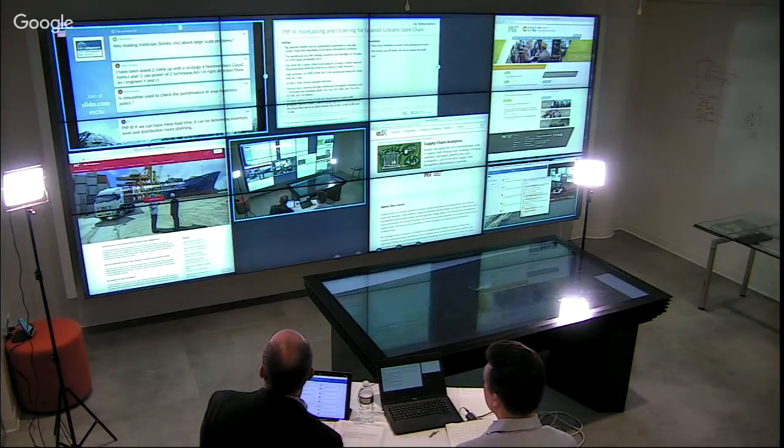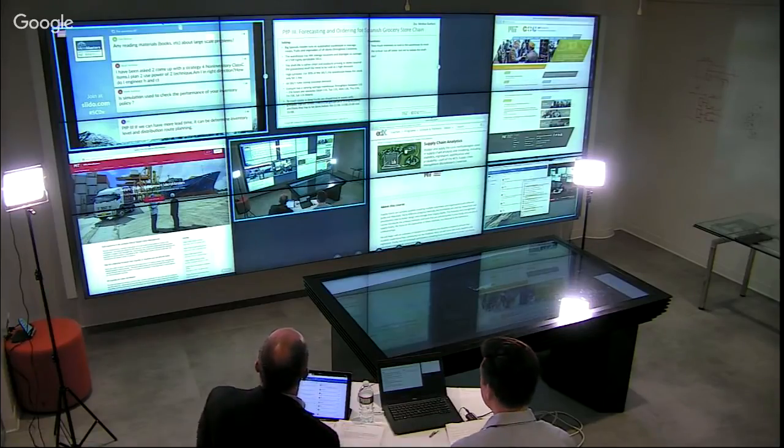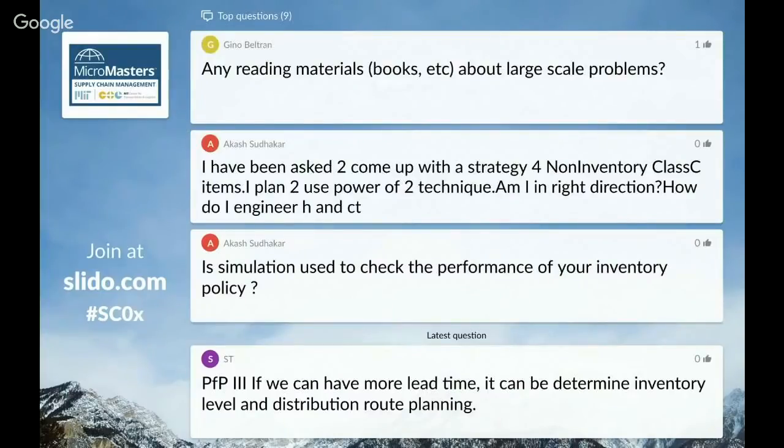Any reading materials about books for large scale problems? It depends what you're talking about. So, Gino, you're the one who put that question in. I recommend going to the vendors, go to SAP, go to Oracle, go to JDA, because I think you want to understand how to actually solve those problems, not the large scale math that's sitting underneath it. If you want to, go to Nemhauser and Wolsey. It's out of Georgia Tech, and they do combinatorial optimization, and it's really hard, but that's at the heart of the optimization. If you want to find out what's done in practice, go to the vendors, Oracle, JDA, SAP.